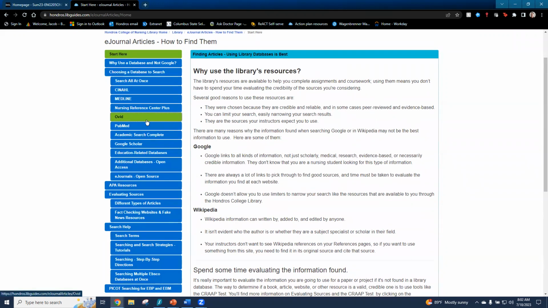Here, I'm going to choose a database that I want to search from. For now, I am most used to using Academic Search Complete, so I'm going to try that. But CINAHL, that's a good one. Medline. I've heard good things about PubMed, but really any of these databases should be solid for you.